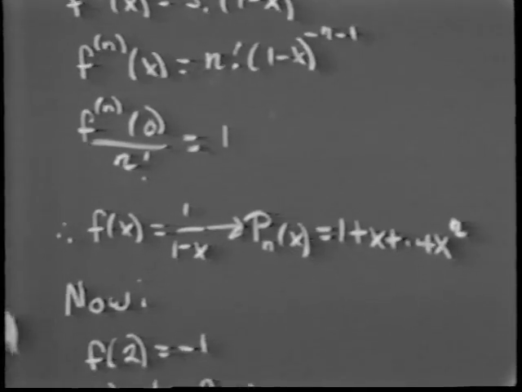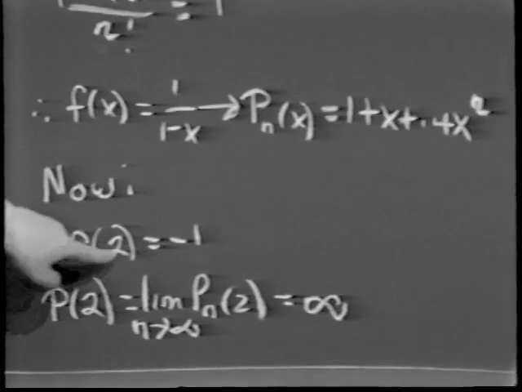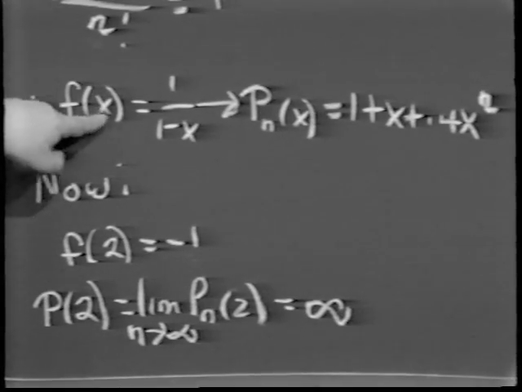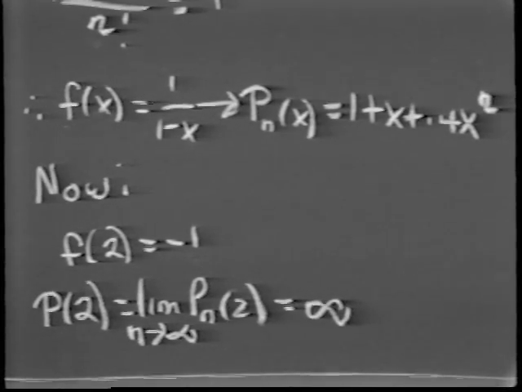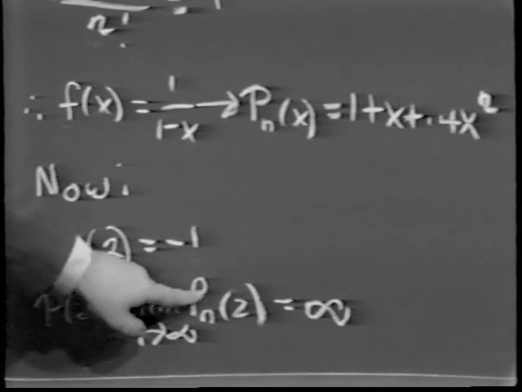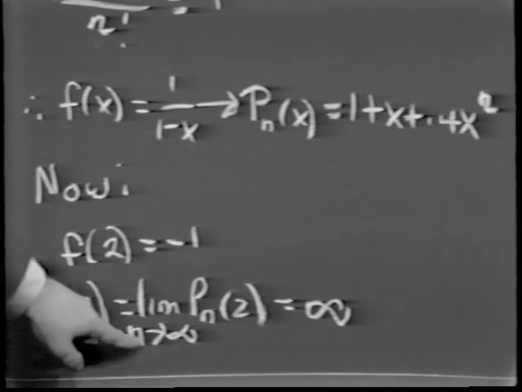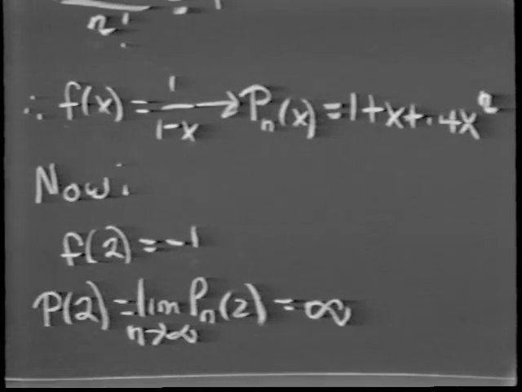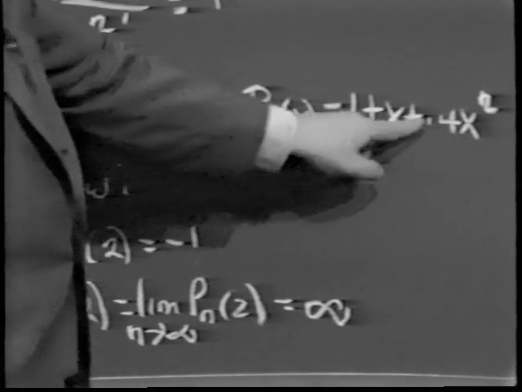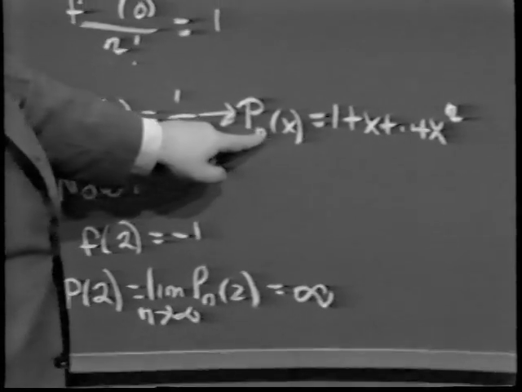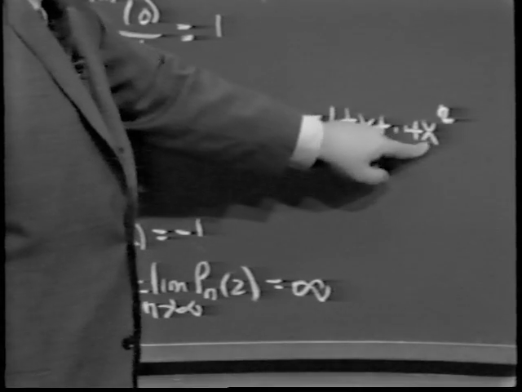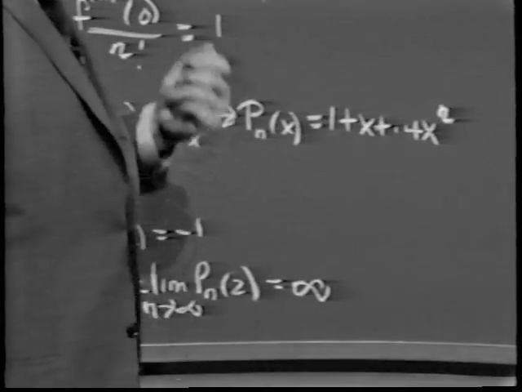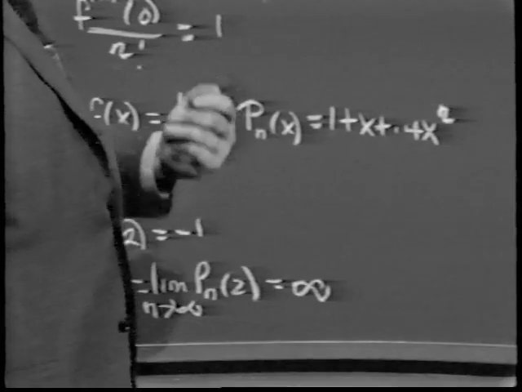Now, here's the interesting point. This part is irrelevant. I just wanted to show you something over here. Notice that f of 2 is clearly minus 1. If I replace x by 2 over here, 1 over 1 minus 2 is minus 1. On the other hand, what I claim is that the limit of the sequence P sub n of x, as n goes to infinity, doesn't even exist when x is 2. Because look what happens over here. When x is 2, this is what? 1 plus 2 plus 2 squared plus, etc., 2 to the n. That's 1 plus 2 plus 4 plus 8 plus 16, etc.